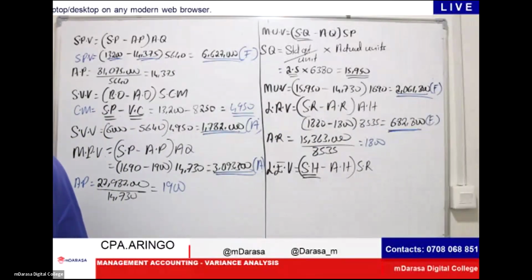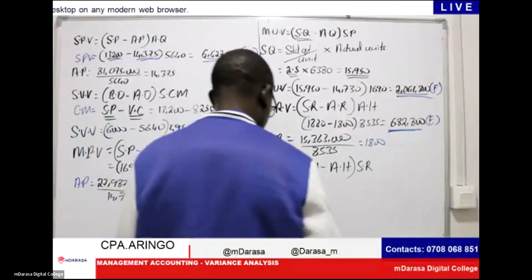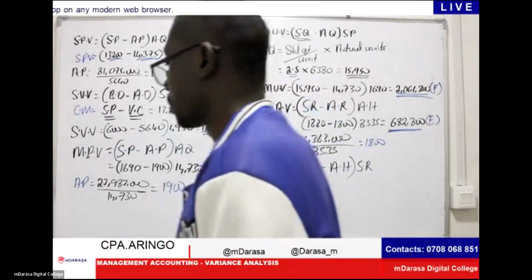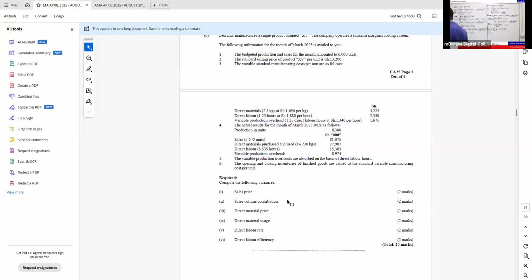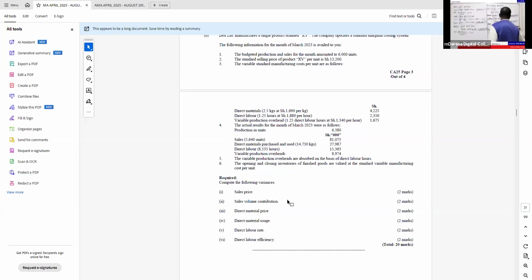What is our standard hours? Your standard hours is? Anyone who has determined the standard hours? Standard hours, yeah? 79.75. How much? 79.75. Okay. So let's see.